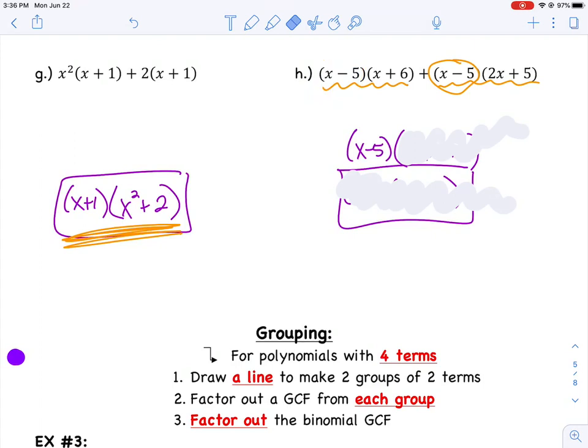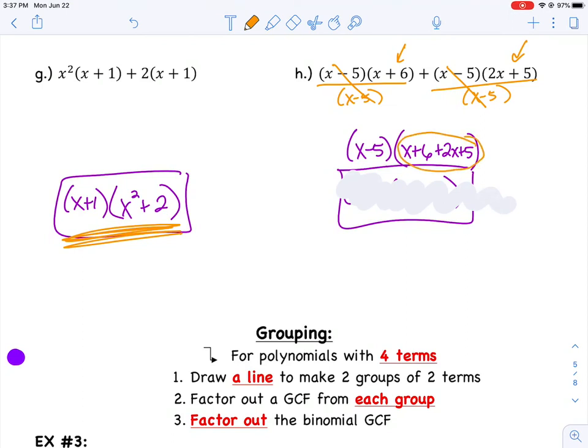Now this one's kind of tricky. If you factor out the x minus 5, we're dividing both pieces, both terms, by that common factor. When I divide by the x minus 5, in my parentheses, I've got to leave my leftovers. In the first term, the leftover is the x plus 6. Plus, in my second term, the leftover is a 2x plus 5. Do you notice that I put all the leftovers in the same parentheses? This should be your GCF, and these should be all of your leftovers together. So I have this x plus 6 plus the 2x plus 5.